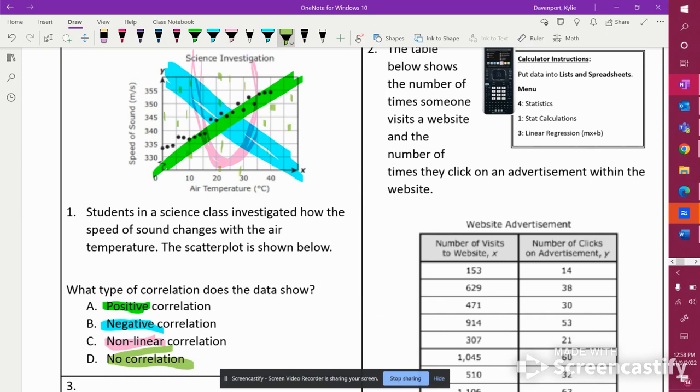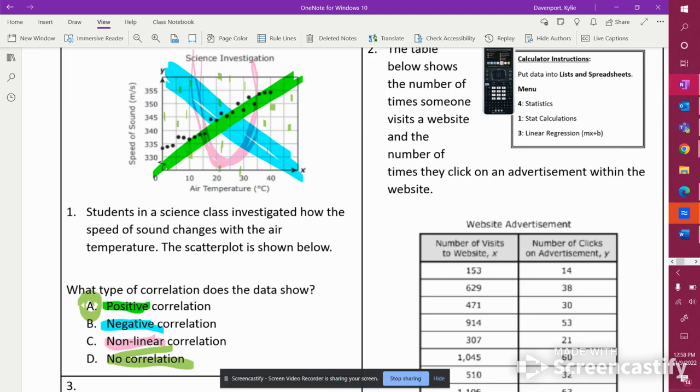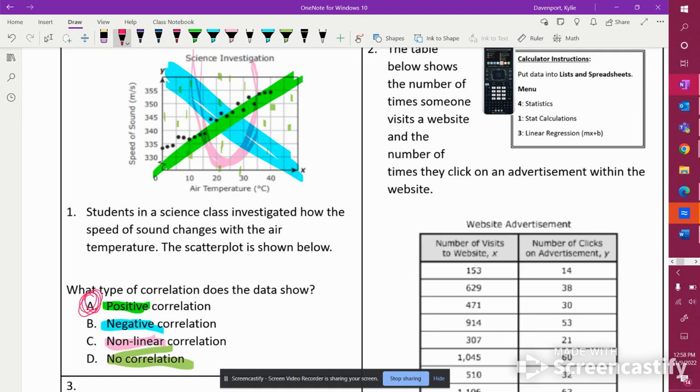So if we look at my example here, it lines up with my bright green line, or my positive correlation. So this scenario would have a positive correlation, okay? Now, you may pause the video and work on the problem on your paper.